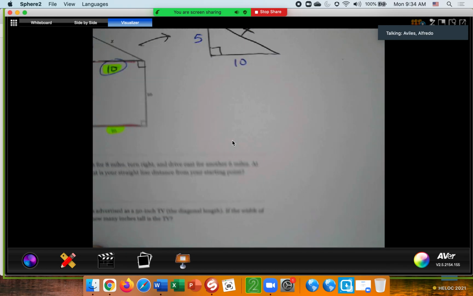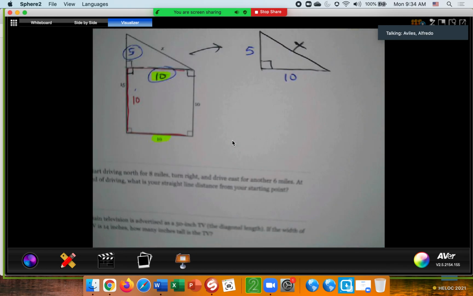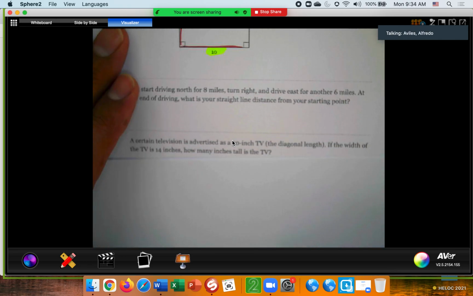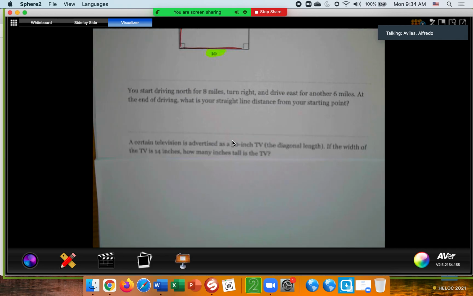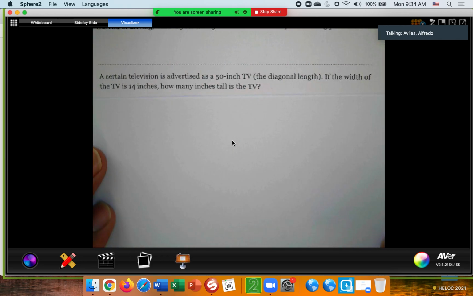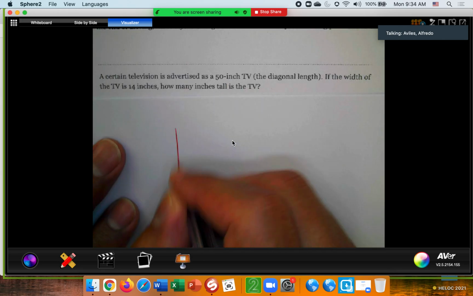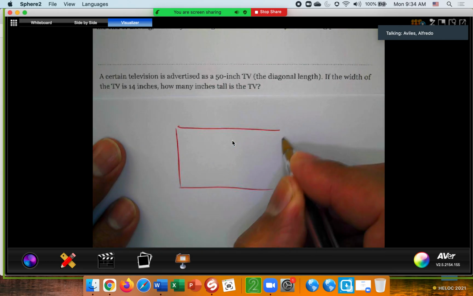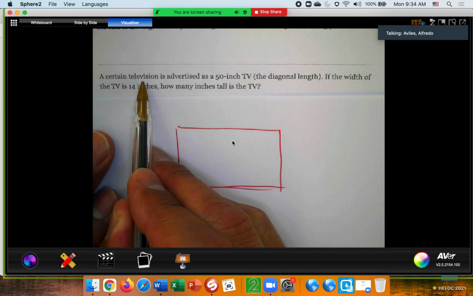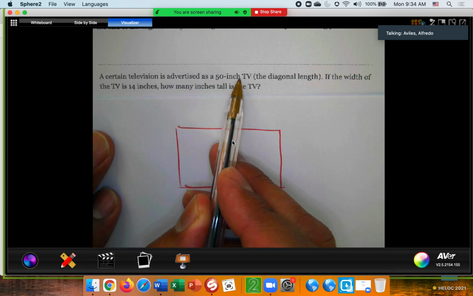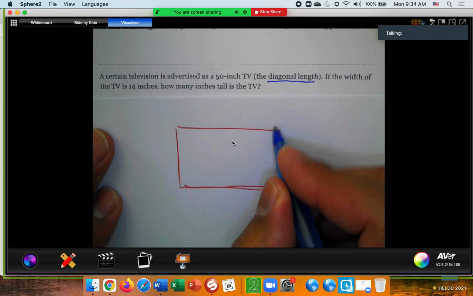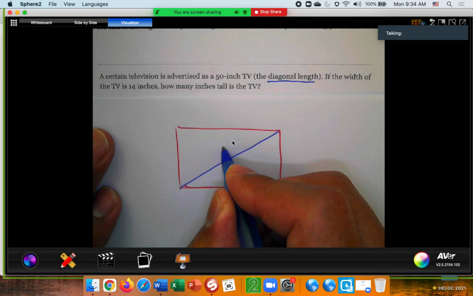All right, easy problem. You can already see the right triangle, right? So let's just set this up. The second one says, a certain television, oh, it says 50. Let me draw my TV. A certain television is advertised as a 50-inch TV. It even tells you right there, diagonal length.